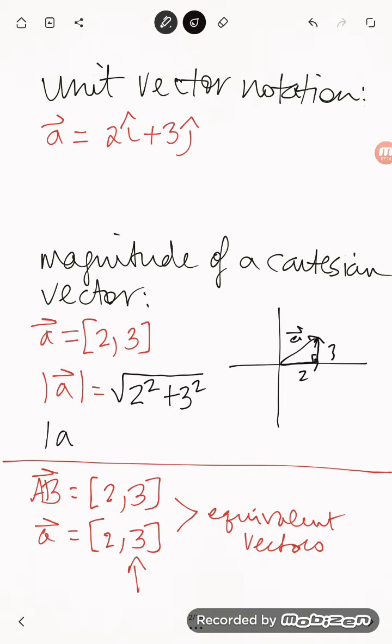And so in general, our formula to find the magnitude of any vector that's written as a Cartesian vector will just be the square root of the first component squared plus the second component squared.